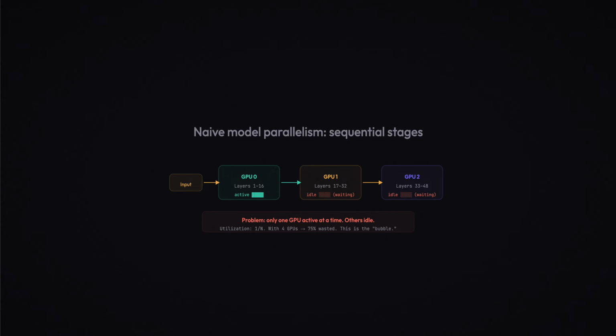The problem is obvious. While GPU 0 is computing, GPUs 1 and 2 are idle. While GPU 1 computes, GPU 0 and GPU 2 are idle. With 4 GPUs, utilization is only 25%. Three quarters of your expensive hardware is doing nothing. This idle time is called the pipeline bubble. It makes naive model parallelism very inefficient.